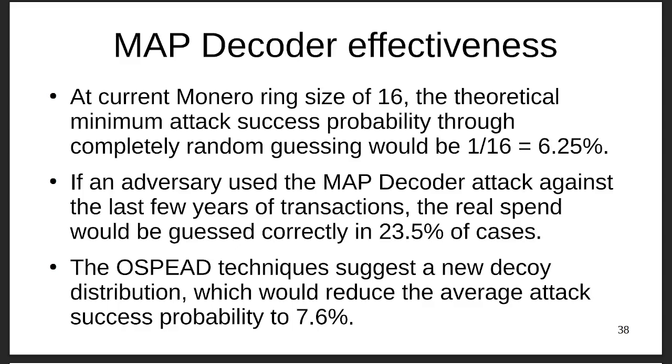At current Monero ring size of 16, the theoretical minimum attack success probability through completely random guessing would be 1 out of 16, or 6.25%. If an adversary used the MAP decoder attack against the last few years of transactions, the real spend would be guessed correctly in 23.5% of cases. The Ospeed techniques suggest a new decoy distribution, which would reduce the average attack success probability to 7.6%.